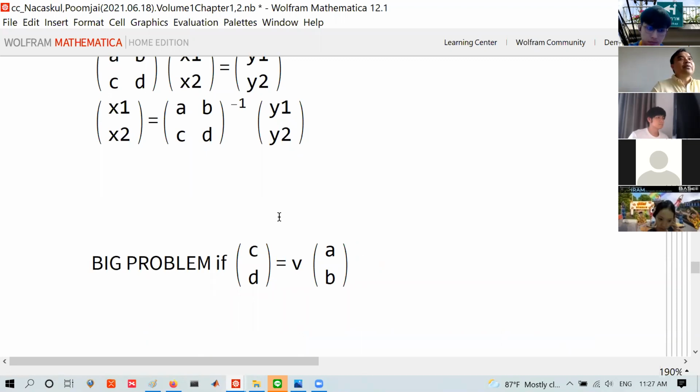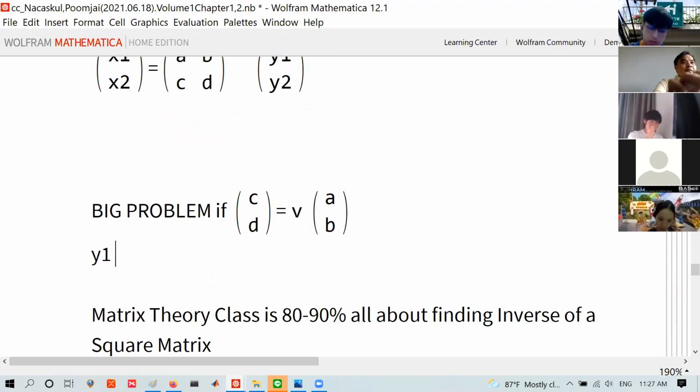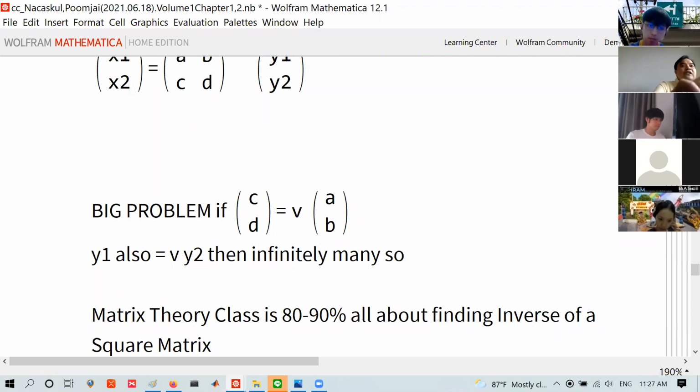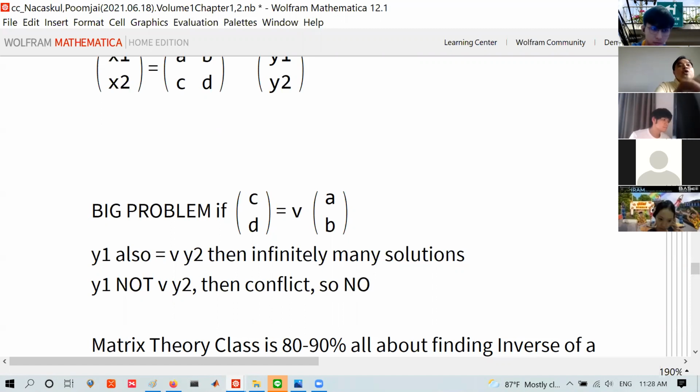Now, if this were the case, the problem could be two things. If y1 is also equal to b y2, then you have redundancy, right? Then infinitely many solutions. If y1 is not b y2, then you have conflict. So no solution.